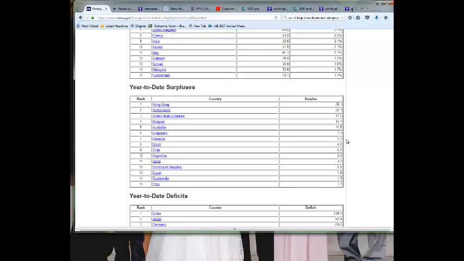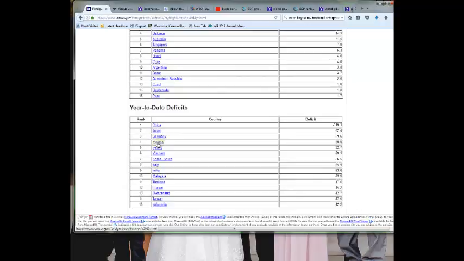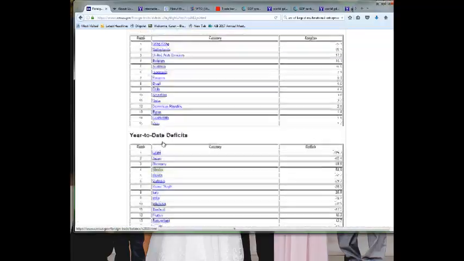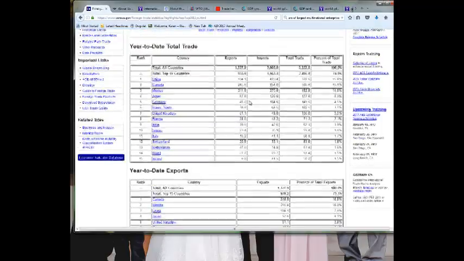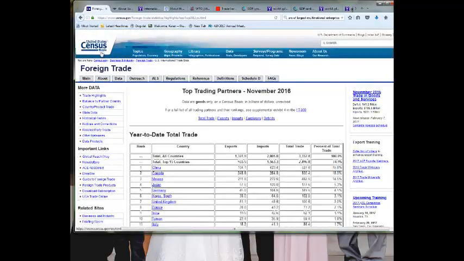If you look at countries that export more than they import, you can see here the list of countries that have trade surpluses and trade deficits. So if you don't see us listed here, it's simply not because we don't have a surplus or a deficit, but because we're not one of the top 15 surpluses or deficits. So again, you can go to the U.S. Census Bureau and look at the United States top trading partners yourself.